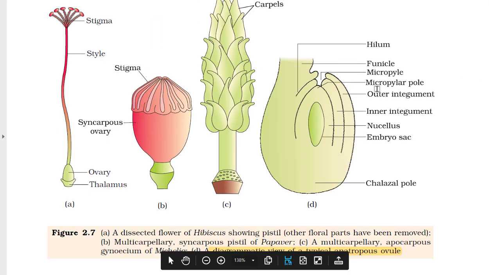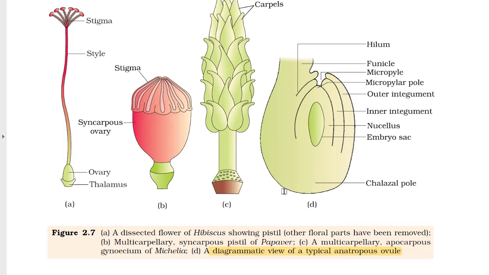So you can see outer integument, inner integument, nucellus, embryo sac. This is your chalazal end. Now this is your micropylar end, the funicle, the hilum, all are labeled clearly. So I hope you are clear with the term anatropous ovule. See, anatropous ovule is nothing but only the normal ovule inverted, okay? और उसका जो funicle और hilum रहता है वो सब बहुत closely compact रहता है. वहाँ पे जो funicle है वो आपके actual nucellus के बहुत करीब रहता है.